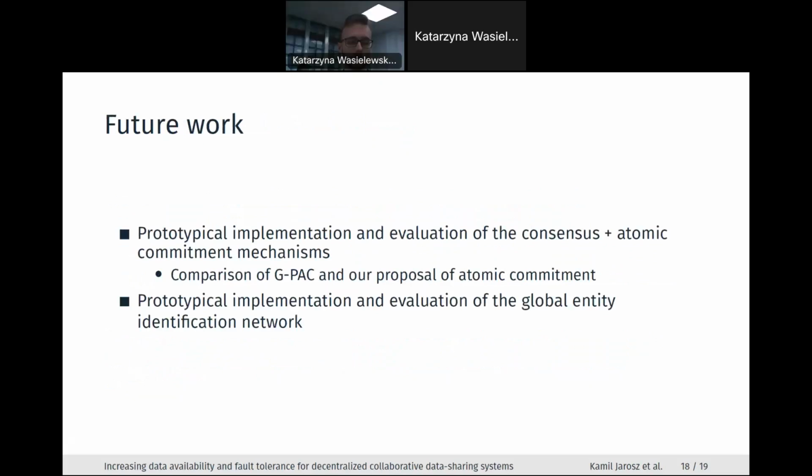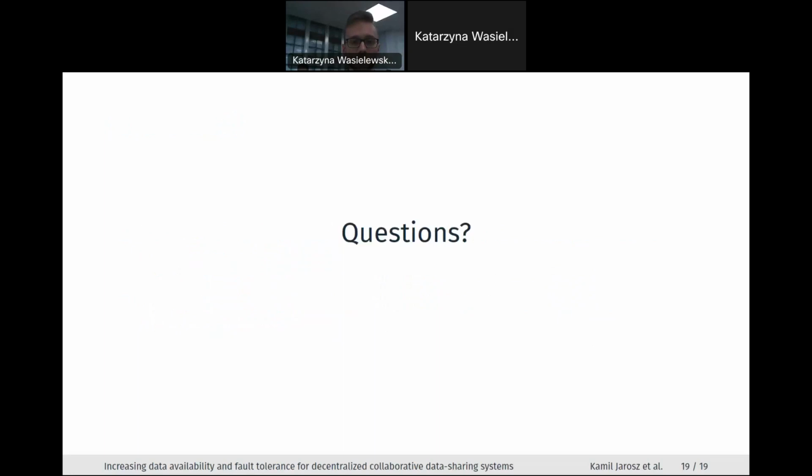So our future work is based on two things. The first one is a prototypical implementation of the consensus and atomic commitment mechanisms and evaluating it. It also includes the comparison of GPAC and our proposal of atomic commitment. And the second is a prototypical implementation and evaluation of the global entity identification network with PIMSs. And yeah, that's all for me.